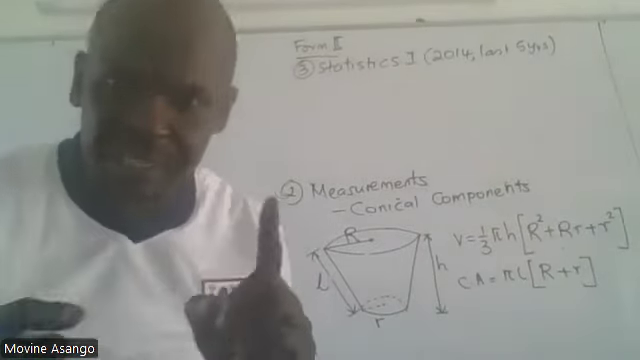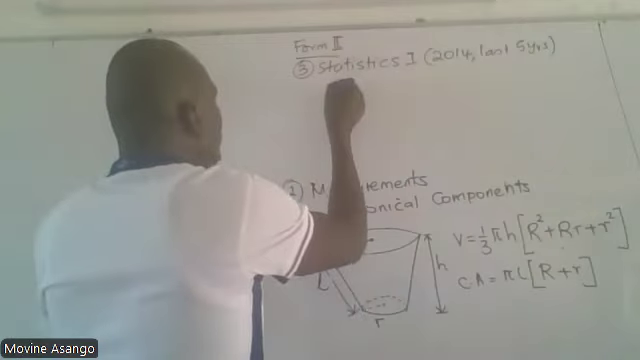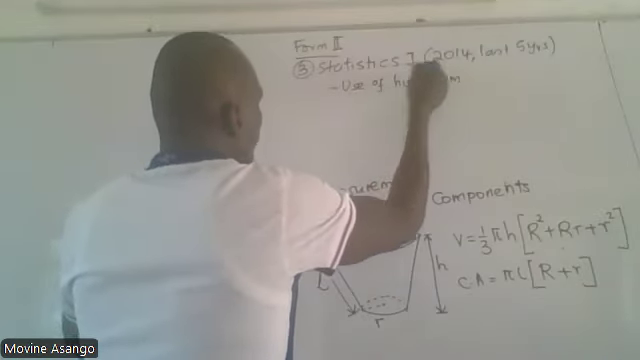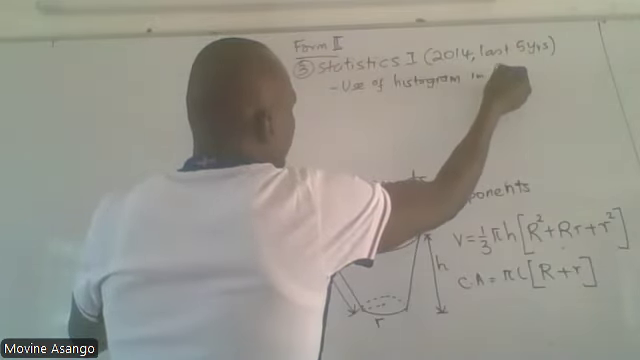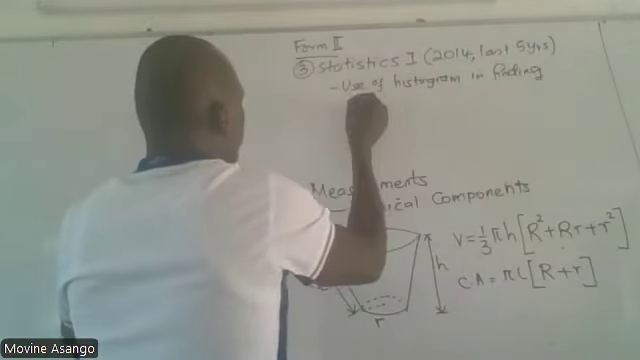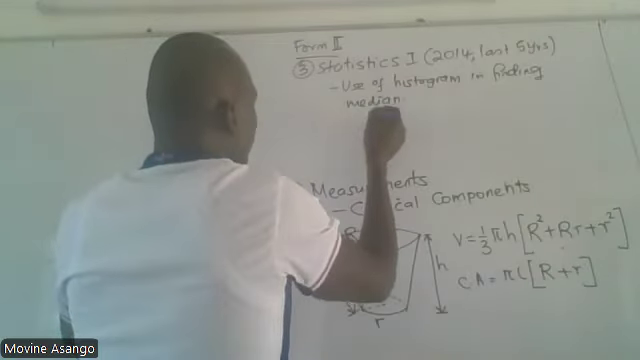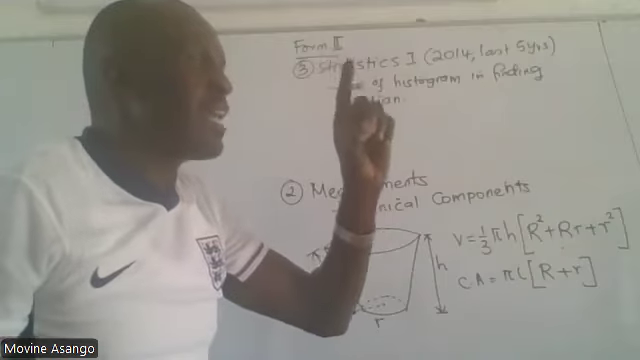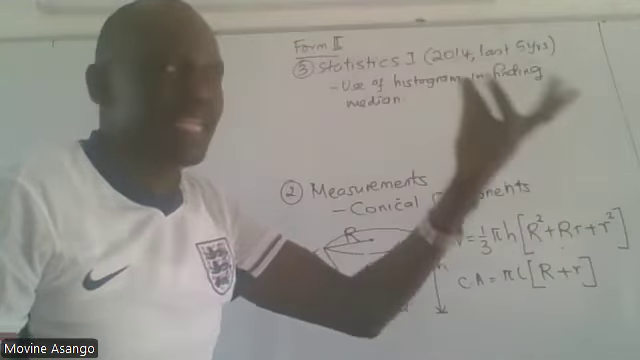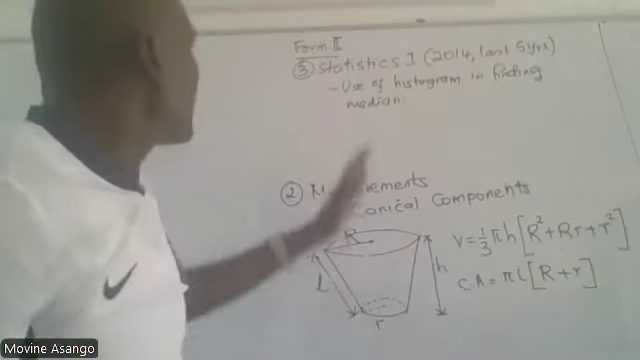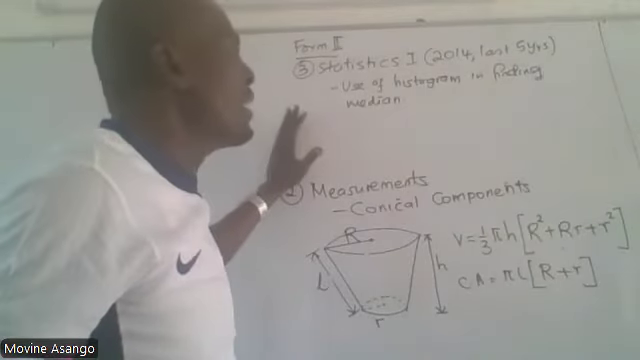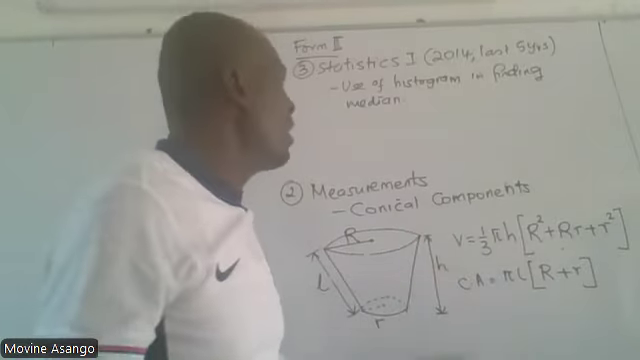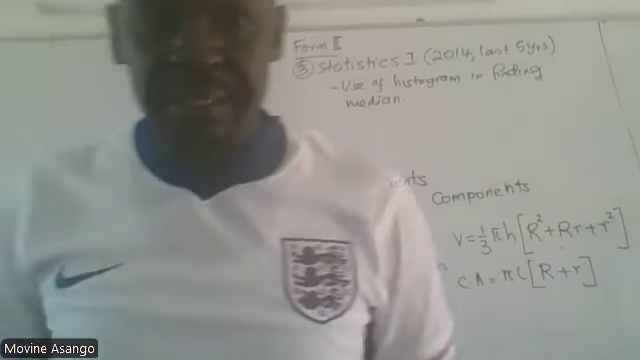But the current trends now involve application or use of histogram in finding median. And the base here is a median line divides a histogram into 2 equal areas. So you look for a vertical line that can divide your histogram into 2 equal areas. The areas of the rectangles on the left must be equal to the area of the rectangles on the right.